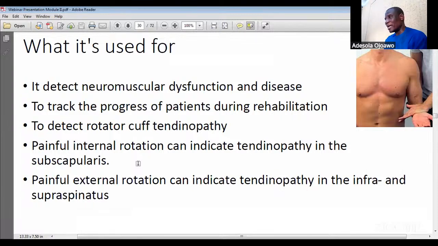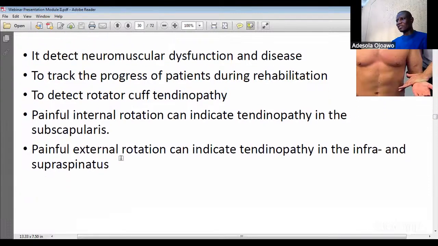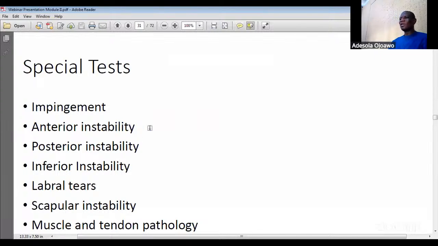If the pain is mild and you discover that the strength is a bit much, then that may be a kind of grade 1, because there you are trying to test the integrity of the muscle, right? Painful external rotation can indicate tendinopathy in the infraspinatus and supraspinatus muscles. So you are trying to test the integrity of the muscle using that.